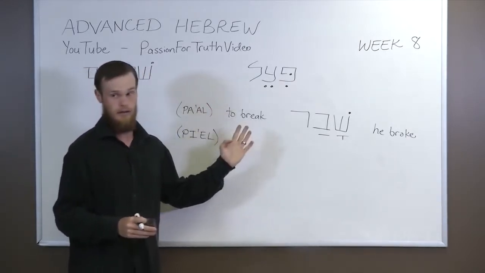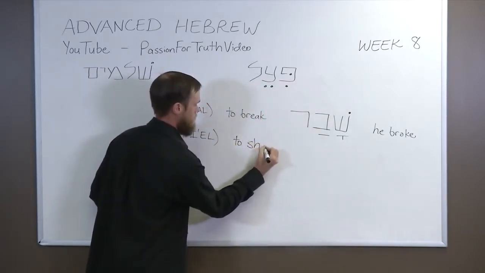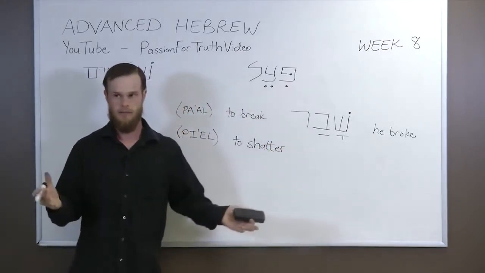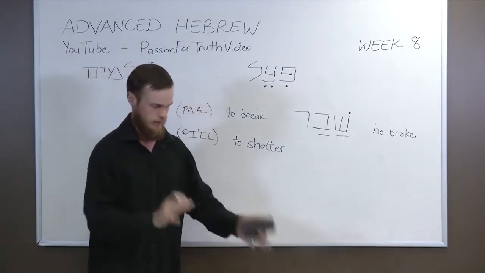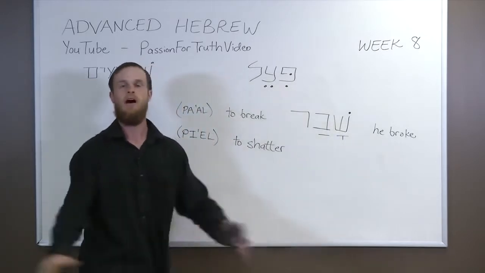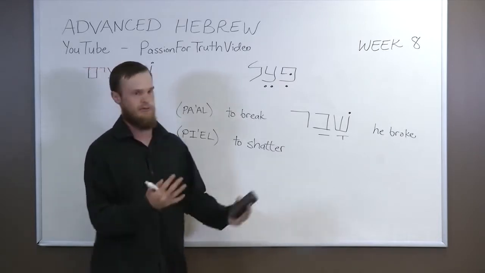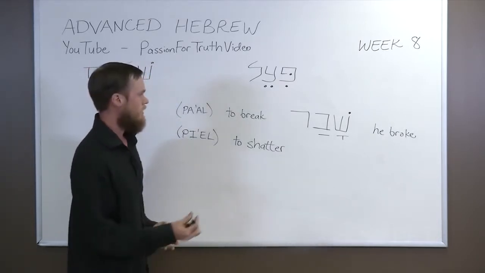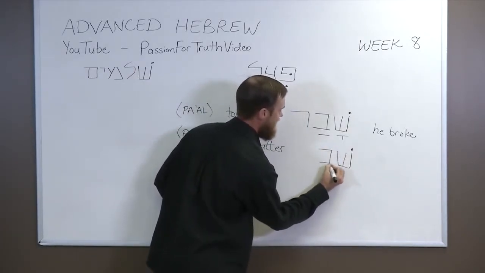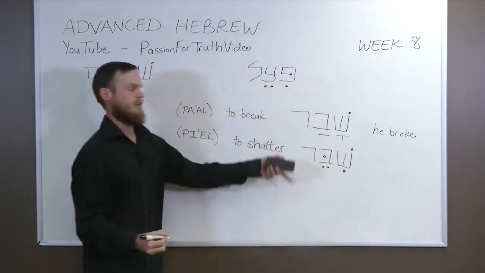So instead of to break, in PL it would mean to shatter. It's one thing to break something. I can break a pot, or I can shatter it into 100 tiny pieces. That's kind of the idea. It intensifies the action. So shiber would mean he shattered. It's a stronger implication than he broke.